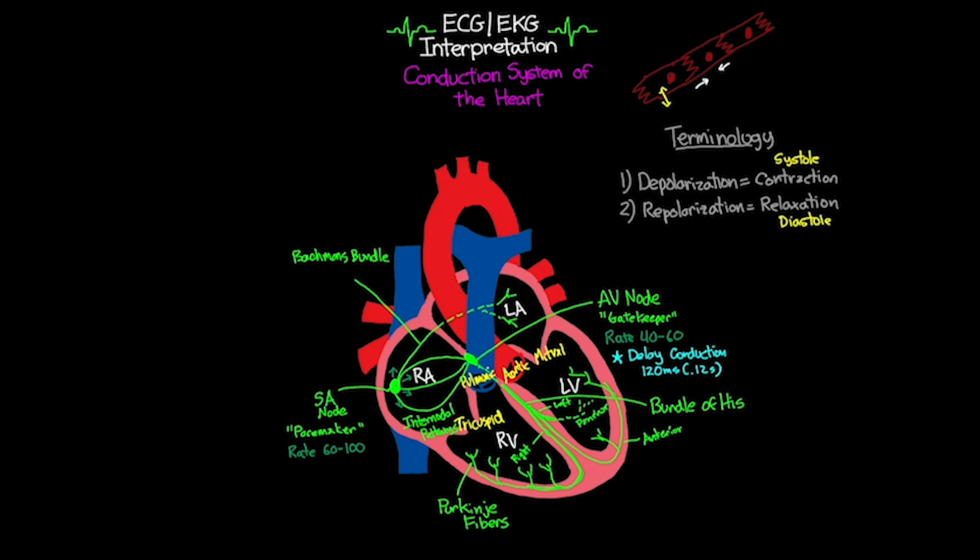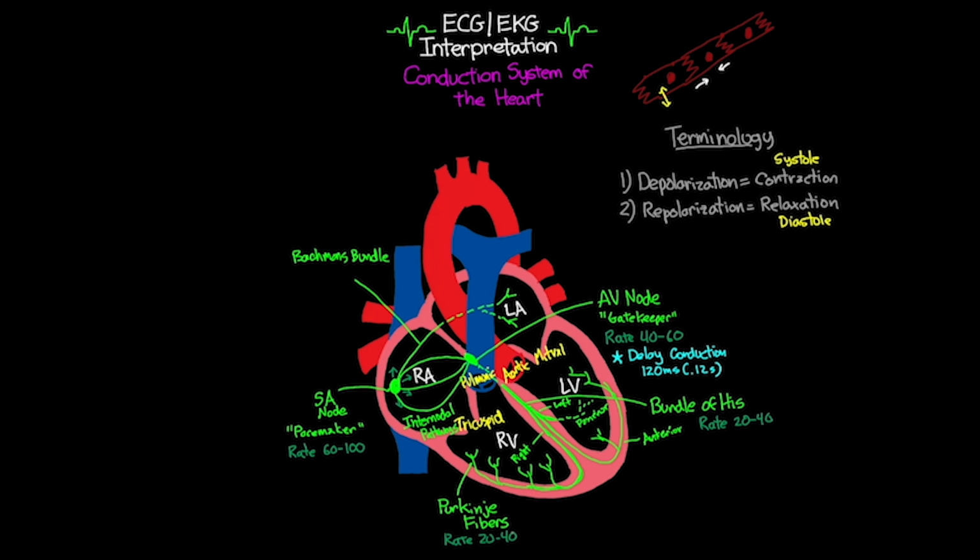And finally, once again, the cells that are within the bundle of His or the Purkinje fibers, they are also specialized cells. And if they're not receiving a signal from the AV node, they also have that same automaticity to be able to have their own intrinsic rate. And so here, if we're not receiving that signal from the AV node, we're going to have an intrinsic rate of 20 to 40.